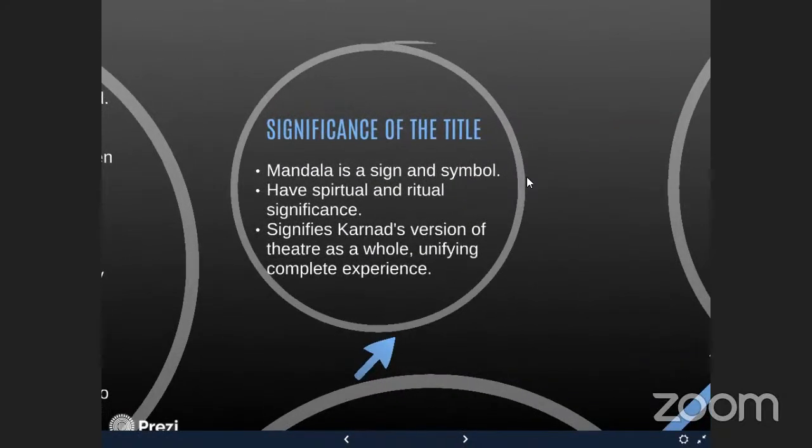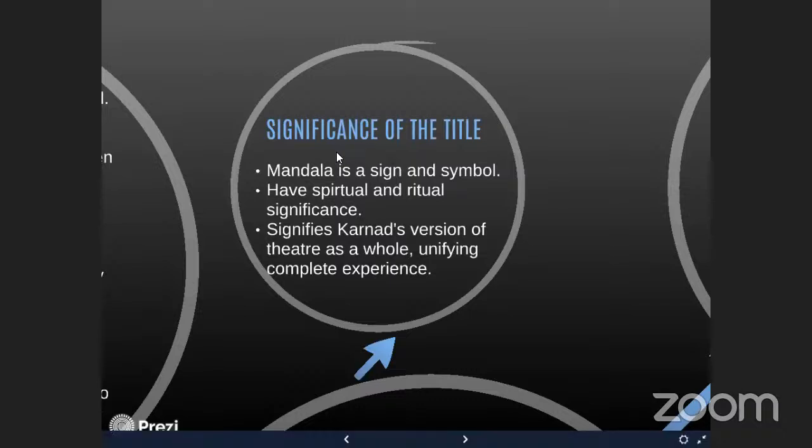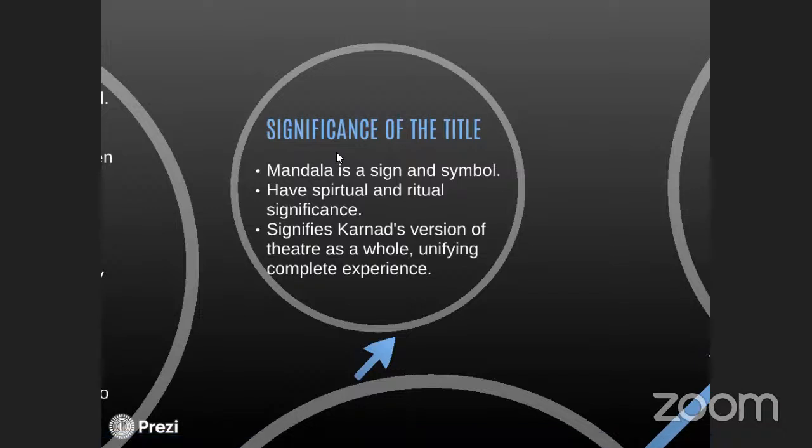Coming back to this Nagamandala. Naga means snake. The mandala is a sign and a symbol. It has a spiritual and ritual significance. You will frequently be asked a question: what are the folk elements in the Nagamandala story, or describe the folk elements or mythical elements in Girish Karnad's plays. Something like that, the question will come.